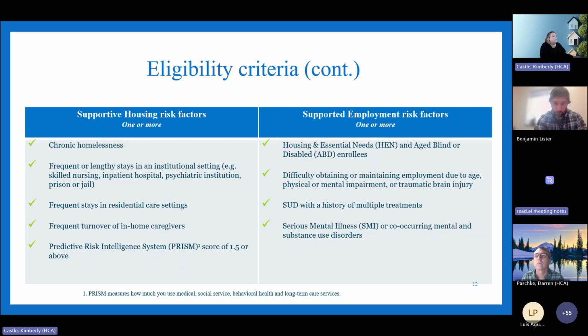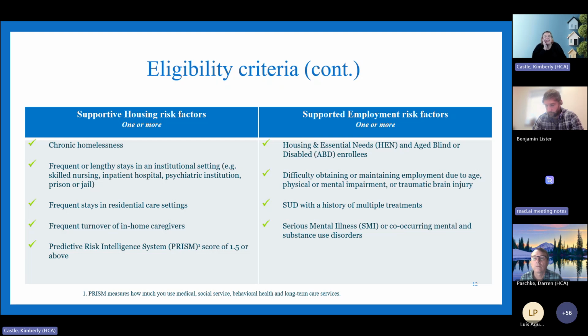And the last one's the PRISM score. That's a predictive risk intelligence score that predicts how much Medicaid someone might be utilizing. So if someone has certain diagnoses or are utilizing specialized services, often emergency services like the EDs, they may have a higher PRISM score than the average beneficiary of Medicaid. So 1.5 or higher would make them eligible for supportive housing services.